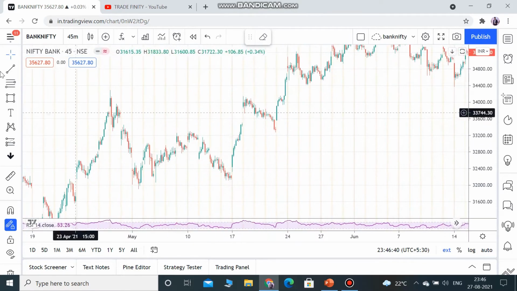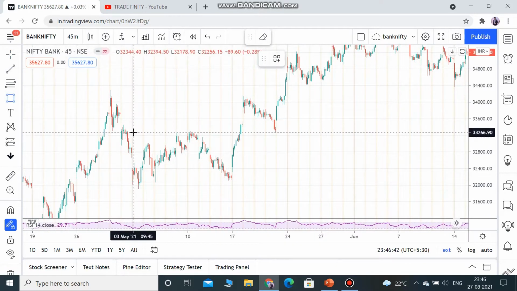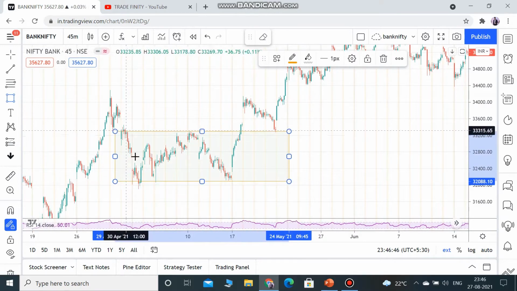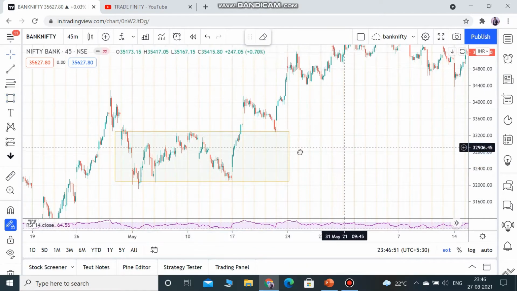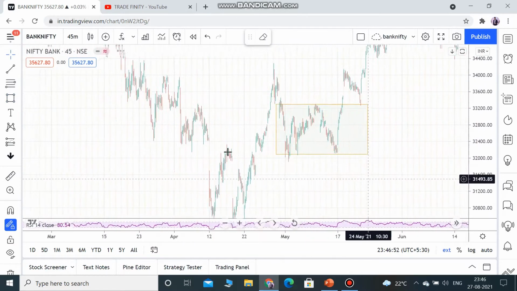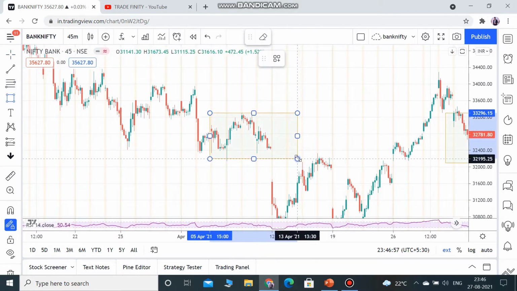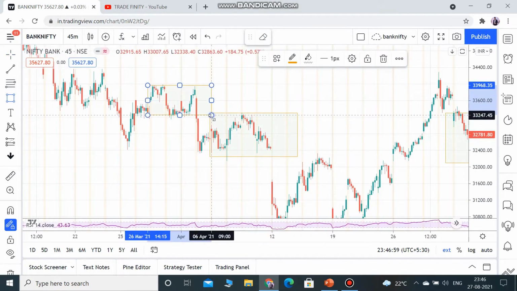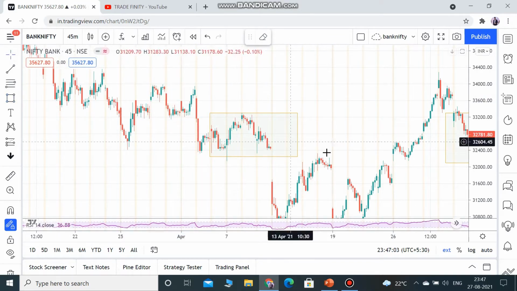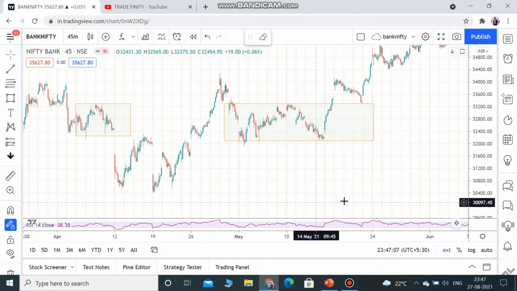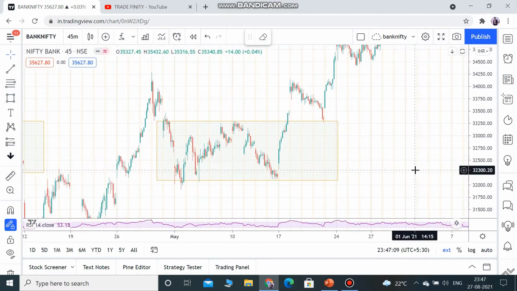You see that this also can be a good consolidation area. So these 3 examples I'll be showing you. You can mark everything. See, this can also be a good consolidation. I can't show you everything, right? So you can mark all of them. Wherever you see consolidation on the higher time frame, you can mark them.